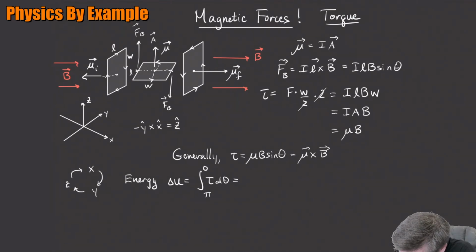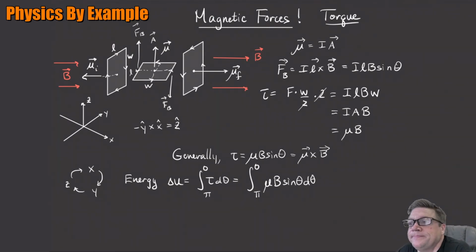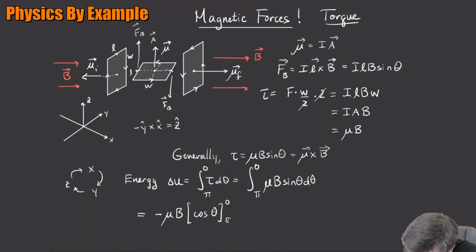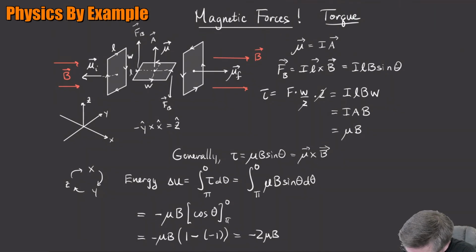Okay, so let's write it down. This is going to be the integral from pi to 0 of mu B sine theta d theta. Well, mu and B are just constants, so I just need to integrate sine theta d theta. If you integrate sine, you get minus cosine, so minus mu B times cosine theta from pi to 0. I'm going to have to be careful, right? It's mu B: cosine of 0 is 1, and then I subtract the cosine of pi, which is minus 1. So hopefully I didn't lose a minus sign in there. 1 minus minus 1 is 2, so I get minus 2 mu B. That's the change of potential energy as I go from one to the other.